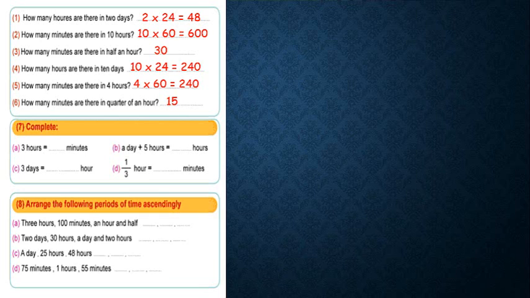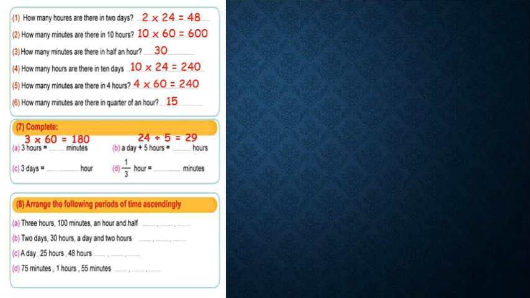Number 7, complete. We are going to change hours to minutes, days to hours, and so on. Number 8, 3 hours equals dots minutes. Yes, we have 1 hour equals 60 minutes. We are going to make 3 times 60, it equals 180. A day plus 5 hours equals dots hours. Ask yourself, a day means 1 day. We said 1 day equals, yes, 24. So we are going to make 24 plus 5 equals 29 hours.